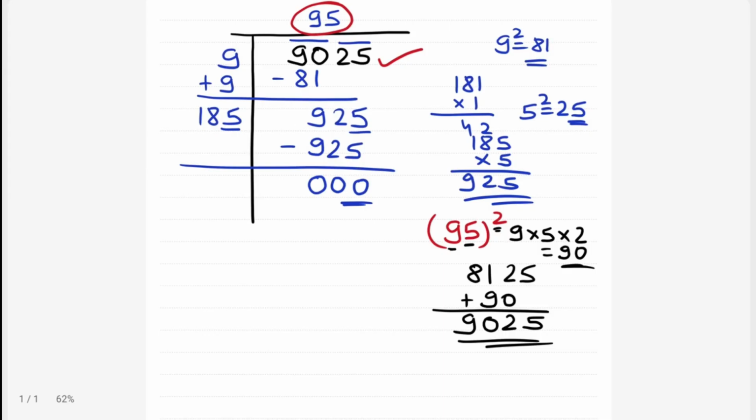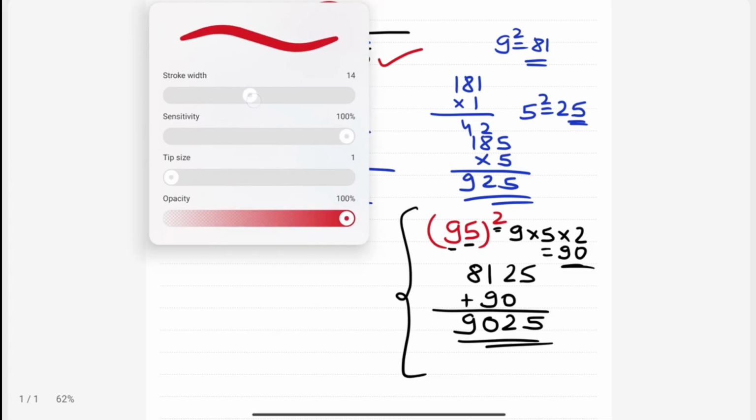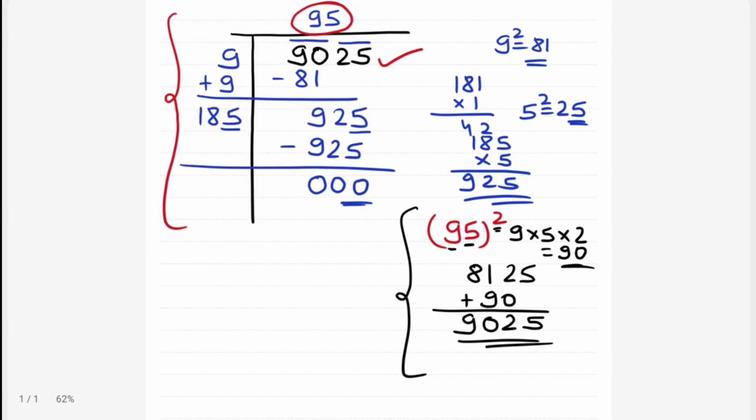So in this video, we learned 2 tricks: how to find the square of a 2-digit number and how to find the square root of any number by the long division method. So if we have to write it with the symbol of square root, then we can write it like this: the square root of 9025 is 95.